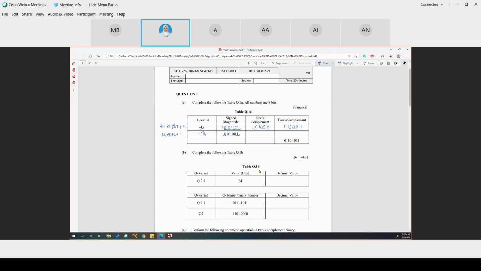For one's complement, the sign bit is 1, so it is negative, and then this part is flipped once. So 0, 1, 0, 1, 0, 0. Okay. And then for the two's complement, so 1, 0, 1, 1, 0, 1. Okay.